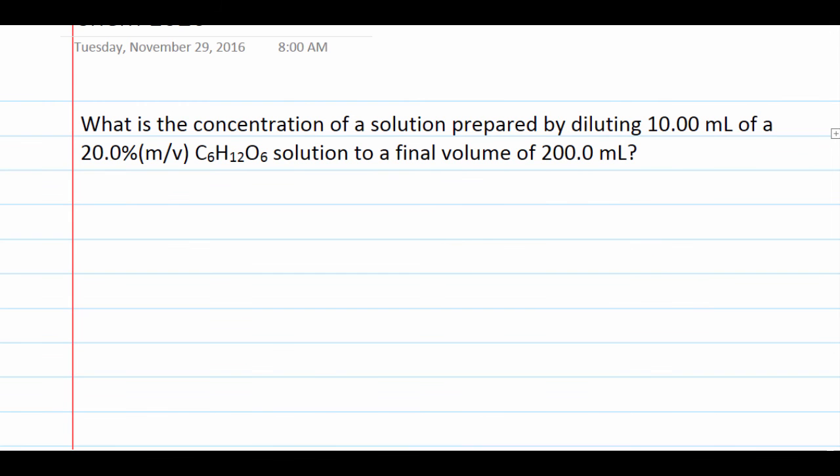So we have a couple more questions here on our handout. And this here is question number 3. It says, what is the concentration of a solution prepared by diluting 10.00 milliliters of a 20.0 mass volume glucose solution to a final volume of 10 milliliters? So a couple key things here. First of all, this is a dilution problem, which we gather by saying we're diluting it. So if we look at our dilution formula, C1V1 is equal to C2V2.